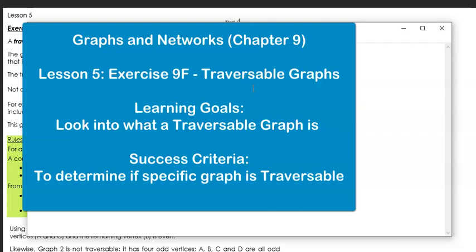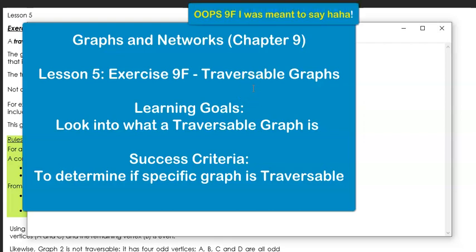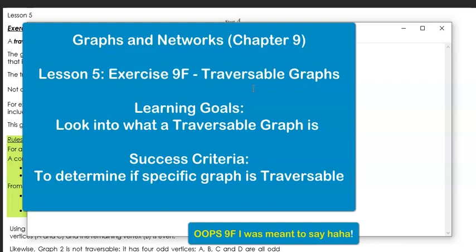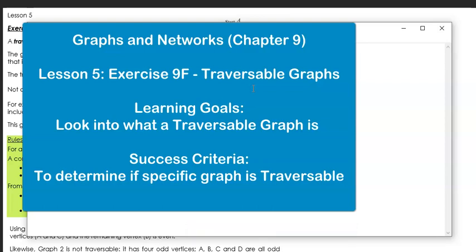This is lesson 5, exercise 9D, traversable graphs, and this will be the last video that you'll have to watch within this topic. We'll be continuing this topic in face-to-face teaching back at school. The way to go for this one, very simply, is to look into what a traversable graph is. The success criteria is, very simply, to determine if a specific graph is traversable.